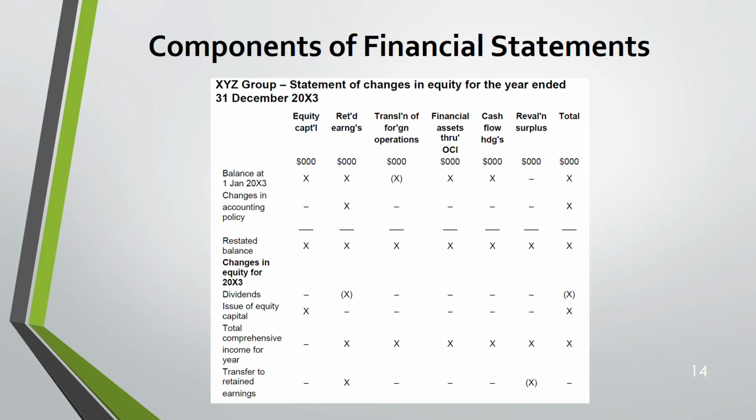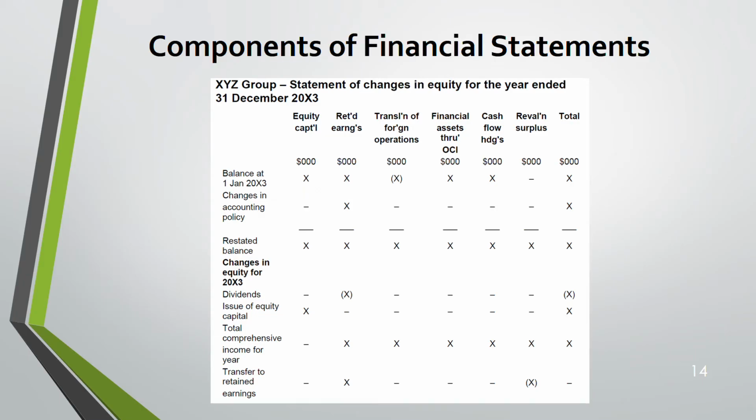Then we have transfer to retained earnings. Anything that is transferred to retained earnings will be added to retained earnings and deducted elsewhere. For example, sorry, revaluation surplus. Maybe from revaluation to retained earnings. So deduct from revaluation surplus, add to retained earnings. In the total, nothing, because adding and deducting in one area, effect is null, zero. That's why the total is nothing.